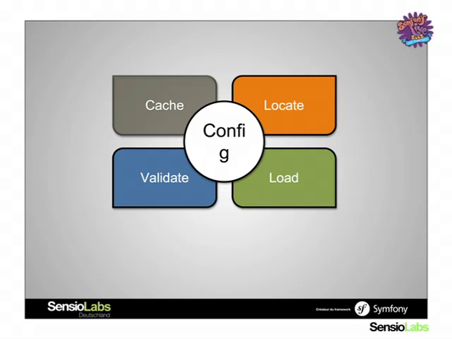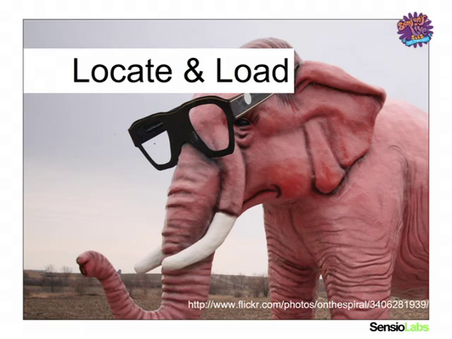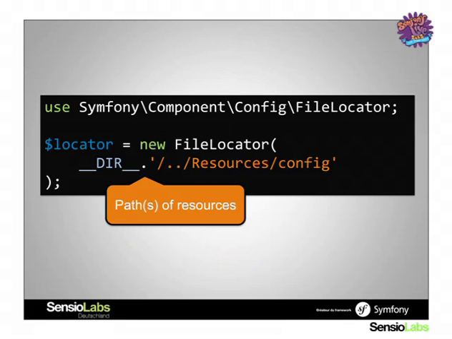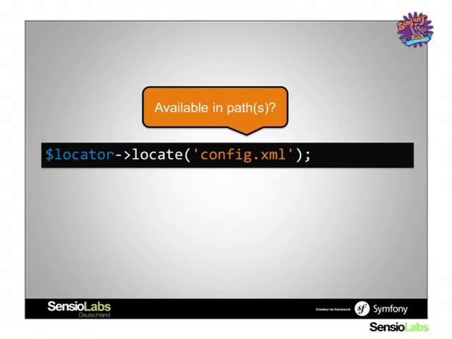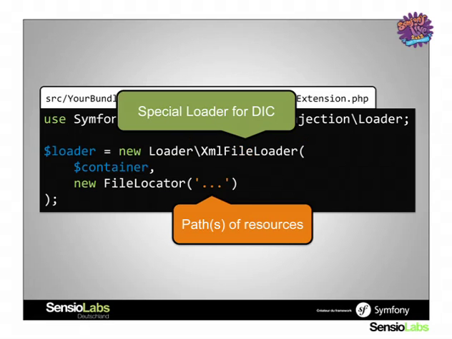So, focusing on locating and loading first, we're going to see how files can be located, found and loaded. So imagine a code snippet like that. You have a file locator that's shipped with the config component. You can pass multiple resource paths to the file locator. And then you can say, OK, locate my file, and it's called config.xml. It's going to search in the resource paths you passed in this example. And if it finds it, it returns you the path where it actually found it. So every time it returns you the first path it finds. So if you have multiple files with a name like that, you get the first one that's found.